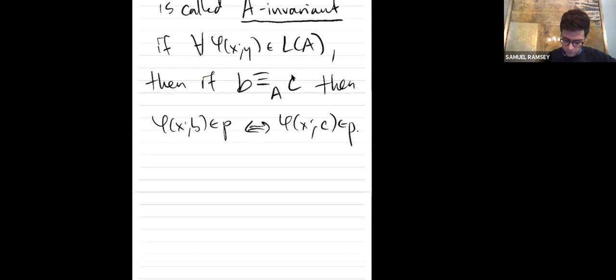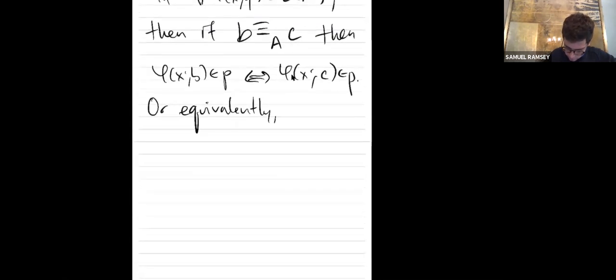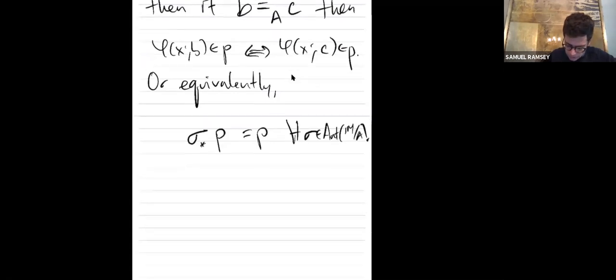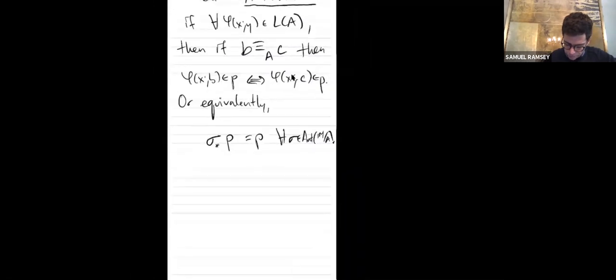Okay, and then there's an equivalent definition which I'll give, or equivalently, sigma star P is equal to P for every sigma in the automorphism group of the monster model fixing A. So there are a lot of things that need to be explained here. So let me zoom out a bit.